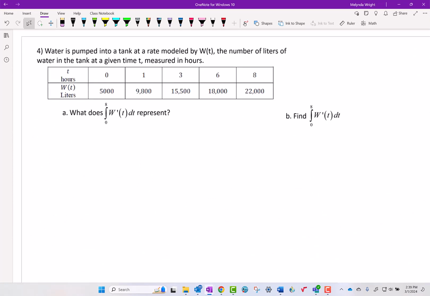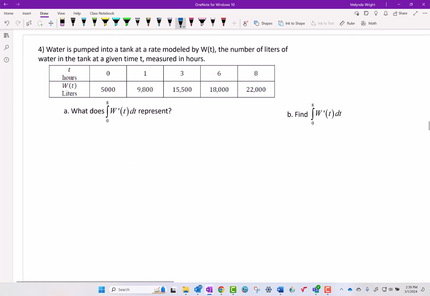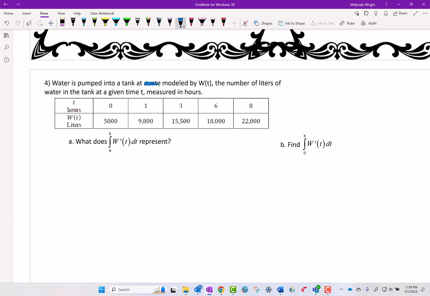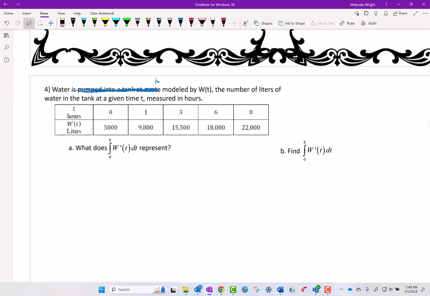On your copy, this part right here was, I mistyped it. If you would fix that, and on the copy that you have, I didn't have a chance to fix it before you got it. What it should say is water is pumped into a tank at a rate modeled by W of T. No, I didn't fix it. It's not a rate. So water is modeled by W of T, the number of liters of water in the tank at a given time T measured in hours. It should say, and so both of ours is messed up.